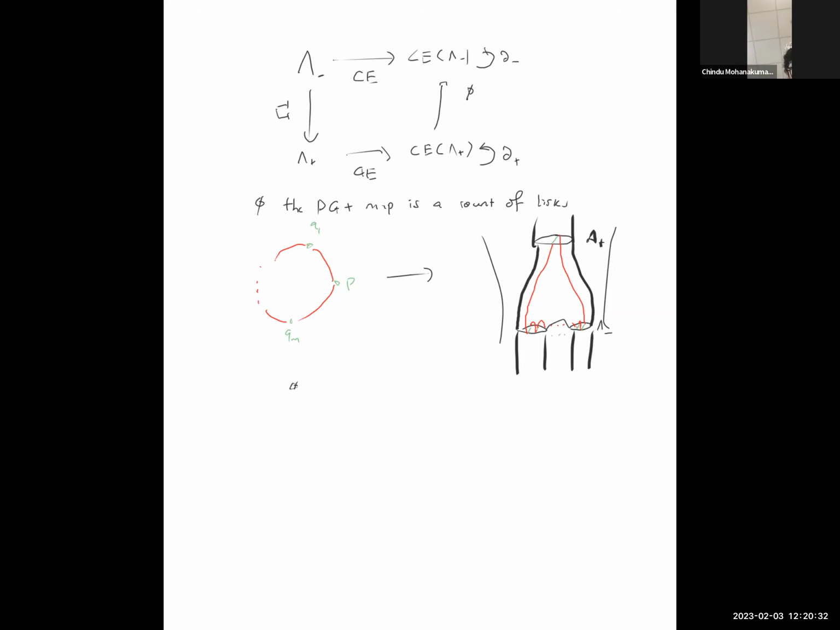Phi of A then is some count over all things of dimension, with A, B1 through Bm, equals 0, of this thing, B1 through Bm. Now A is in CE of lambda plus, and B1 through Bm is in CE of lambda minus.